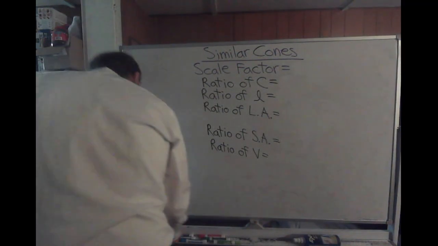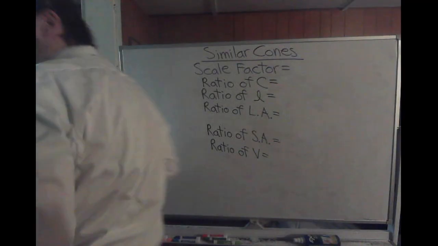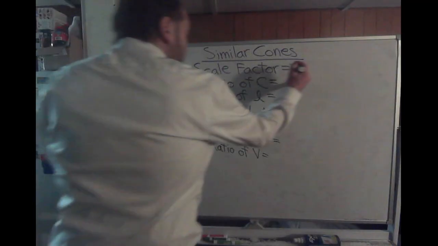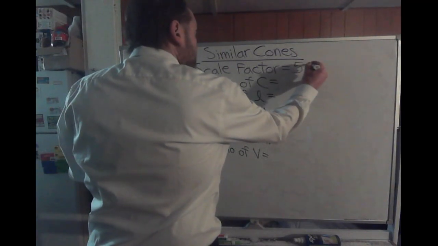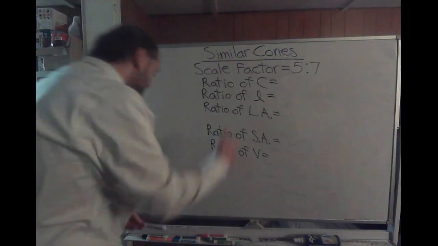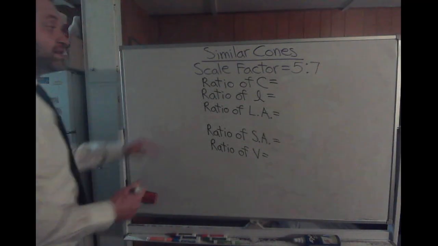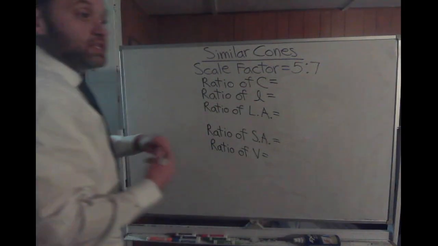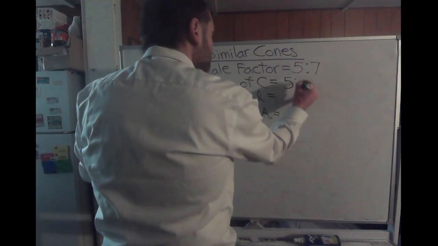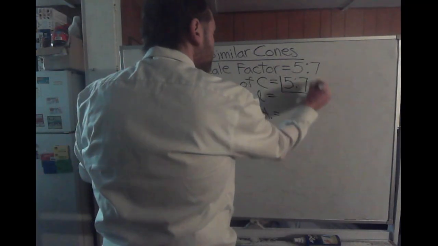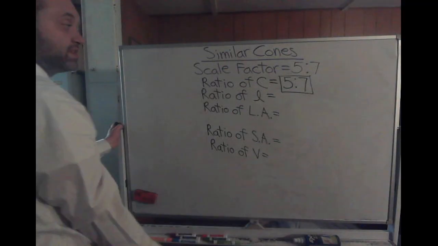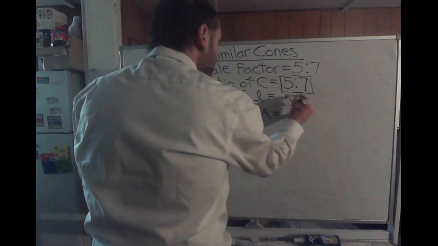Okay, what is the next problem all about? The next one gives you a scale factor of 5 to 7. So you have 2 similar solids with a scale factor of 5 to 7. From there, we need to find the ratio of the base circumferences, which is a perimeter. So that means the ratio of the circumferences would also be 5 to 7. What about the ratio of your slant heights? Well, since it's just the length of the cones, it's also going to be 5 to 7.